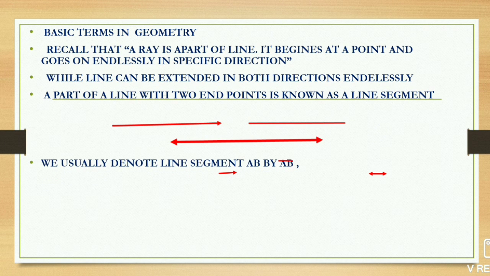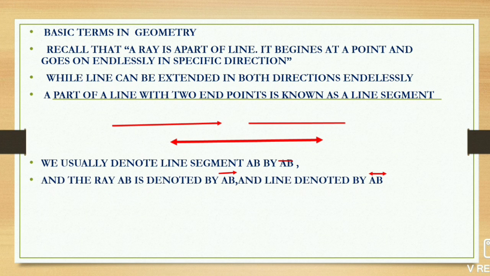We usually denote the line segment AB by AB and write a symbol, a small line segment, over AB. And the ray AB is denoted by AB and write a symbol, a single arrow-head, over AB. And the line is denoted by AB and draw a small double-arrow line symbol over AB.